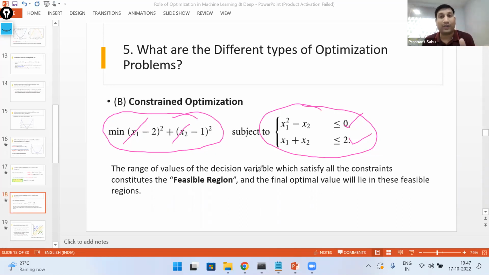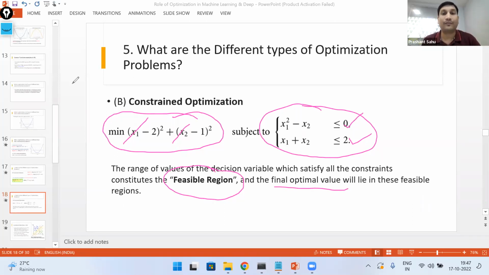So depending on the constraints and the bounds, you define something called as feasible region. And your solution, which is the optimal value, will lie in this region. Okay, what do I mean by that? I'll give you a simple example.